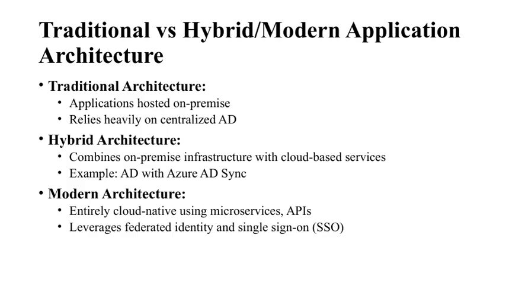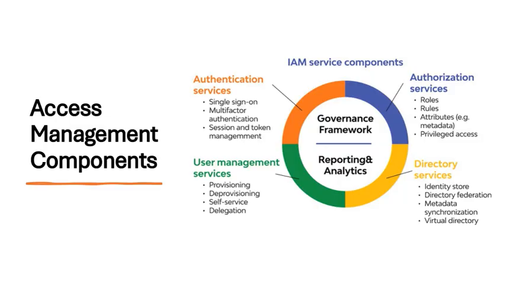Connecting this to our overall theme, understanding these architectures helps us see how organizations can evolve their identity and access management strategies to match their technological infrastructure and business needs. Let's take a closer look at access management components. This slide highlights the key elements that make up an effective access management system.